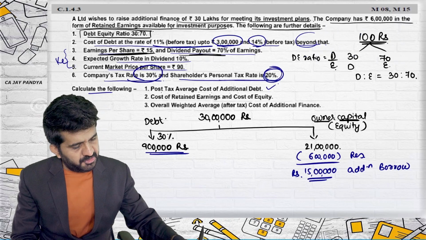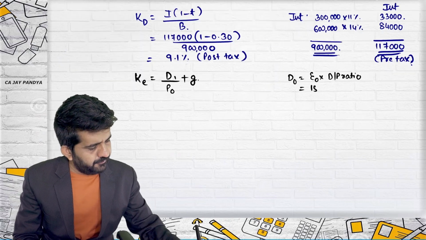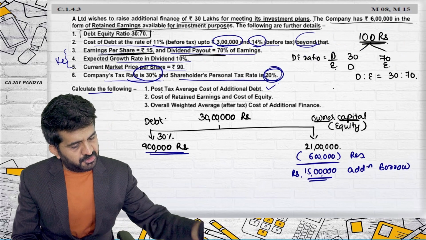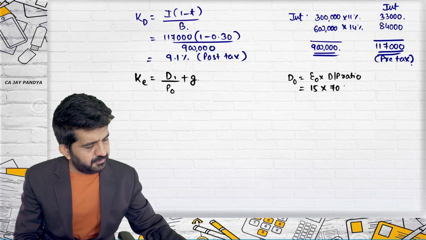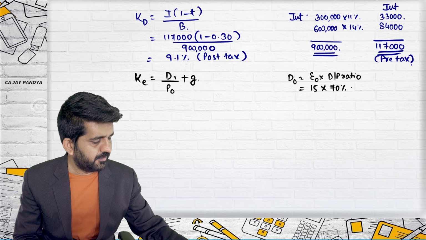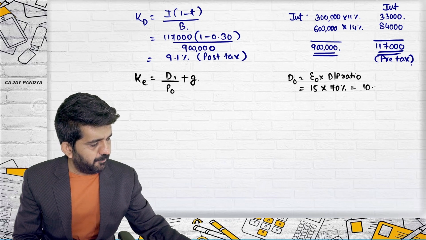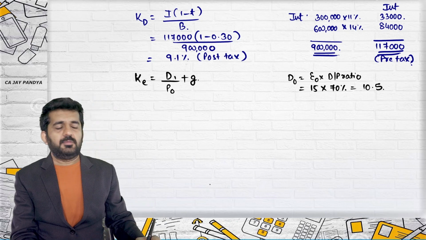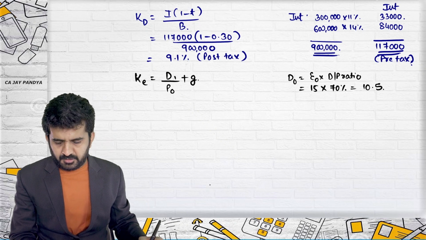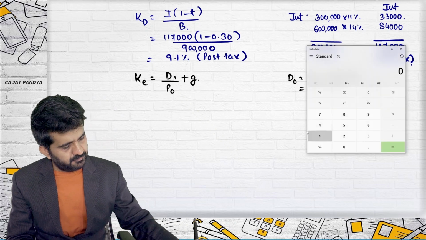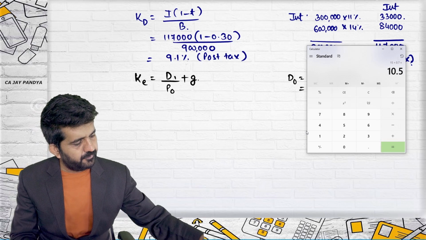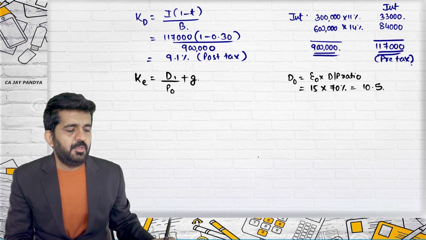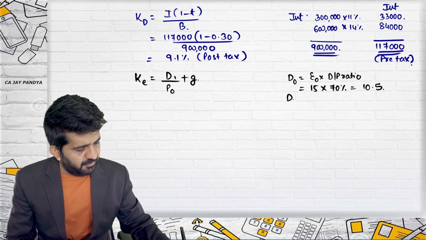What is earning per share? It is 15. How much dividend is distributed? 70%. This will be 10.5. This 10.5, yes. D0 is 10.5. Let me find out D1.